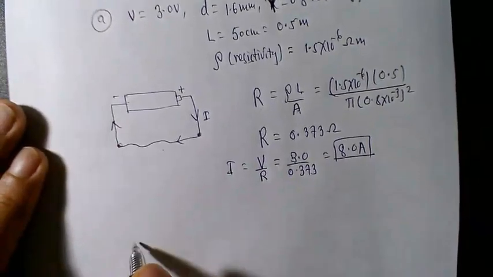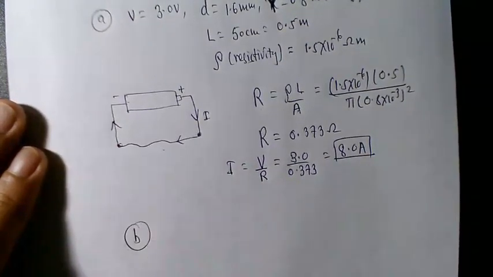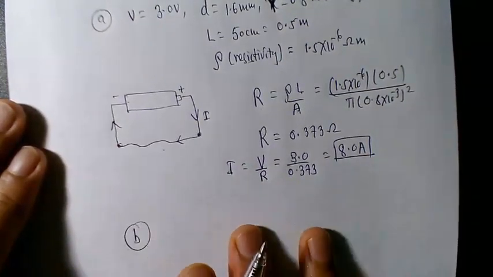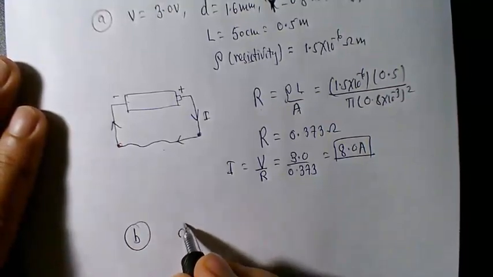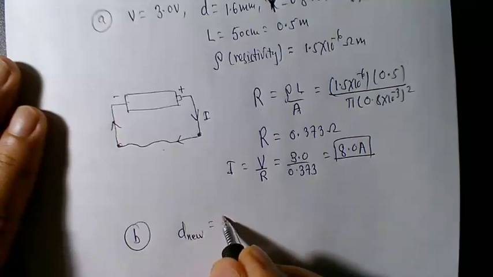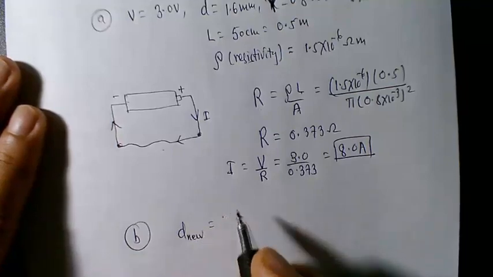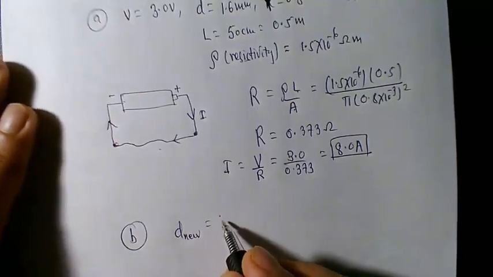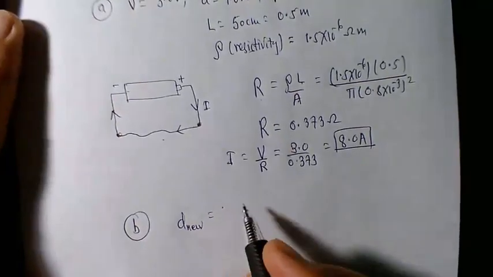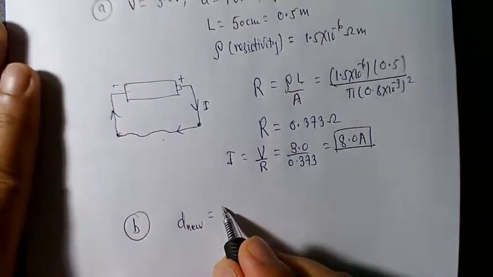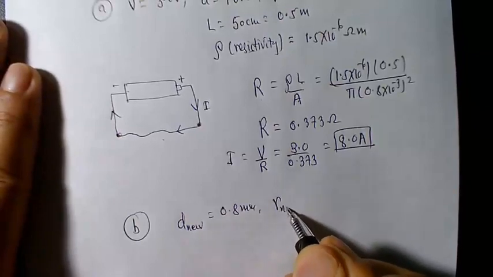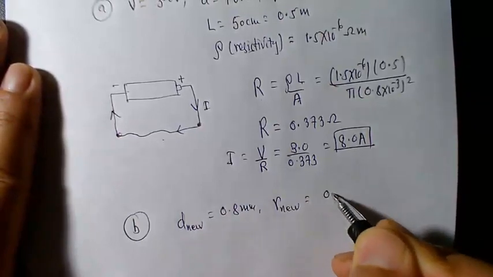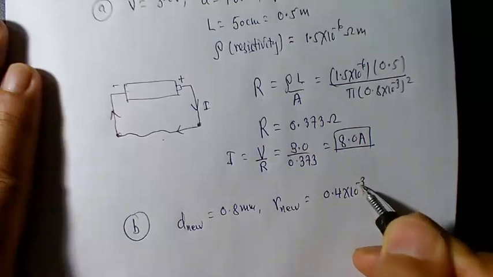Now the next question is, what would be the current if the same nichrome wire is used, same length, but half its diameter? The new diameter is half. It asks what would be the new current if you use the same wire, same length, but half its diameter. So half means 0.8 millimeter, right? So what's the new radius? It's 0.4 millimeter, times 10 to the negative 3 here.